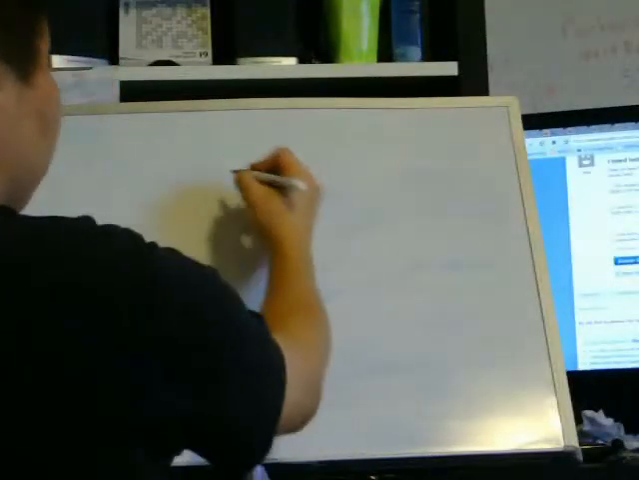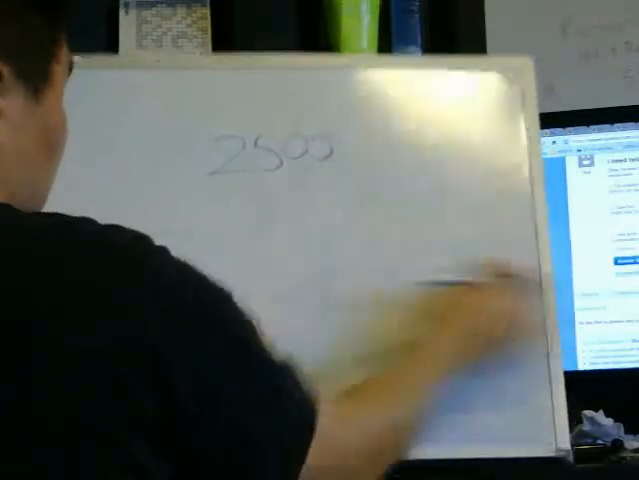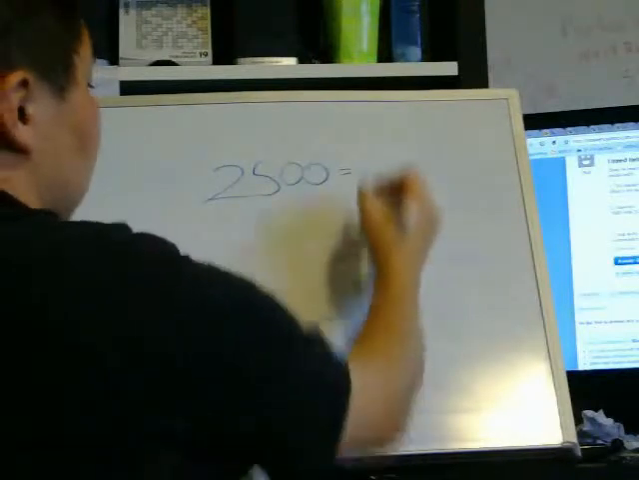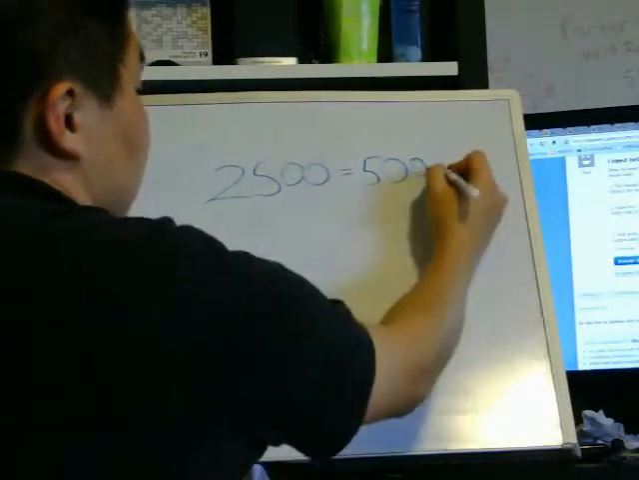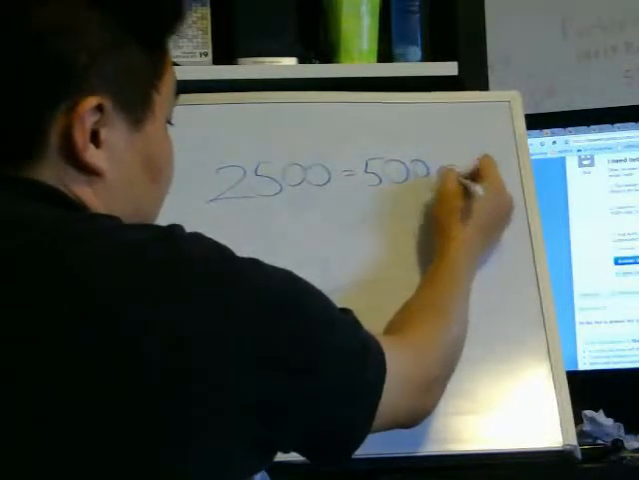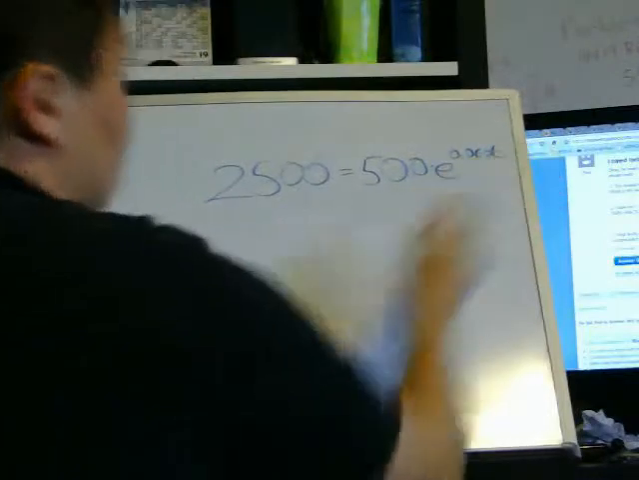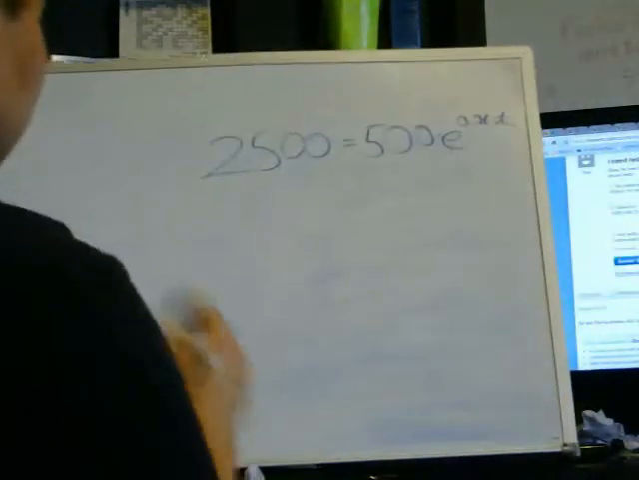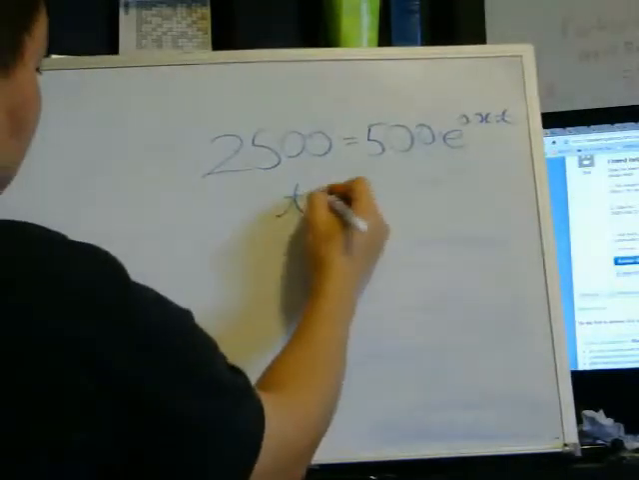You said 2500 equals 500 times e to the 0.06 t. Sorry if you can't see that, but there it is. So the problem asked, what is t?